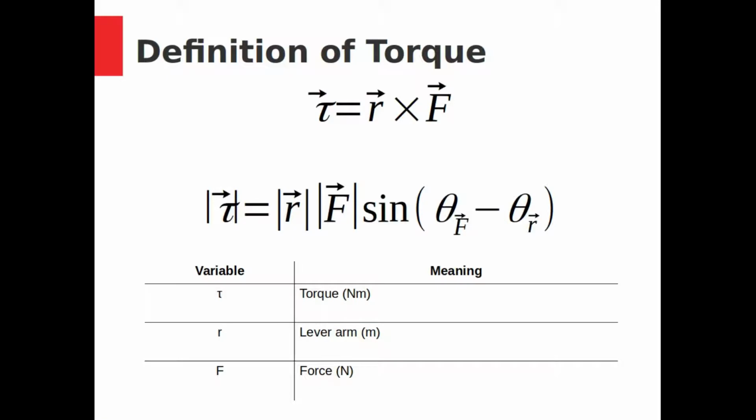Torques, like any other cross product, have direction. To keep it simple, we will say that a torque that tends to produce counterclockwise acceleration is positive. A torque that produces clockwise acceleration is negative.